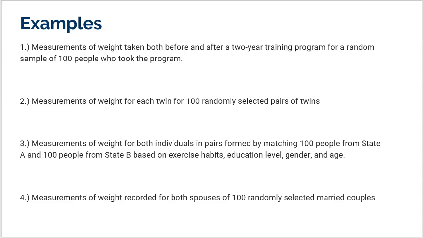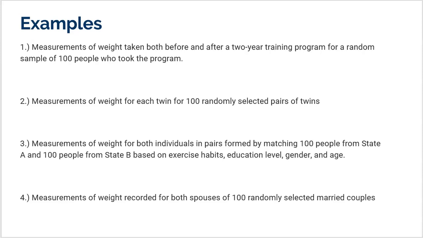Based on exercise habits, education level, gender, age. So remember, when we create pairs, we put two people together that are very similar. So we got a person from state A and a person from state B, and we match them together because they both exercise a lot, they both have high levels of education, they're both men, and they're both about 40 years old. That's a great pair, and we're going to do that with all 100 people, right?